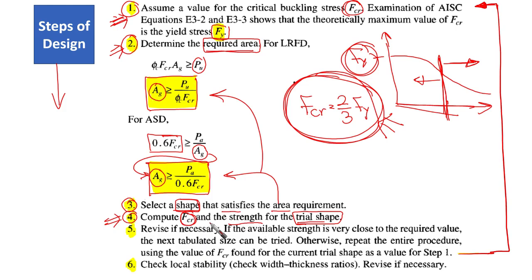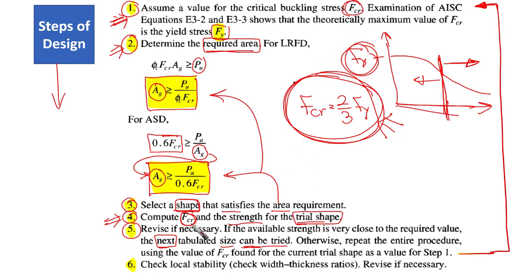Then if you were lucky, you're going to find that your assumed FCR equals the computed FCR. If not, which is the common case, you're going to make another trial. Step 5 is related to revision of what you have done. Revise if necessary. If the available strength is very close to the required value, the next tabulated size can be tried. Take care, this word is a keyword here: next. Or you can change the assumed FCR, for example.